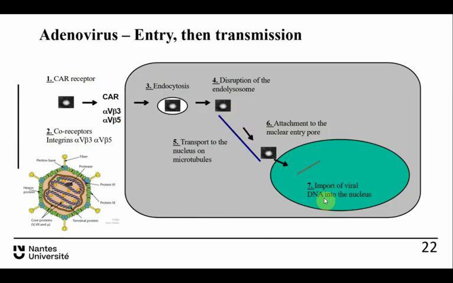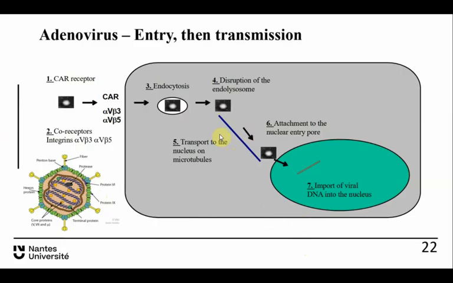So from there, it's got to get to the nucleus. So it's going to be transported on microtubules. The hexon protein here is going to bind to, what is it? It's dynein, which is responsible for retrograde transport, right?